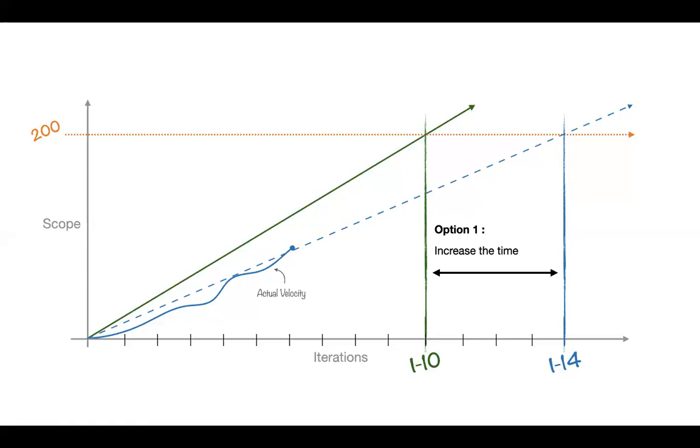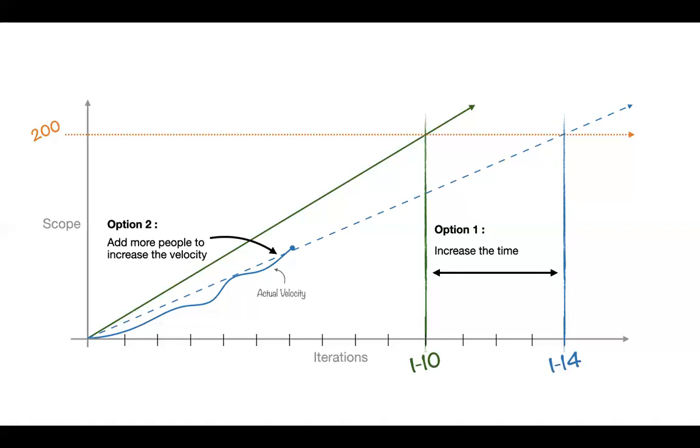And so you could have a client conversation around this, saying, hey, Mr. Client, we're not able to deliver the 200 points in iteration 10. We are going to deliver them in iteration 14. And so that's the new reality that we all have to deal with. That's option 1. Now, option 2 could be to add more people to increase the velocity.